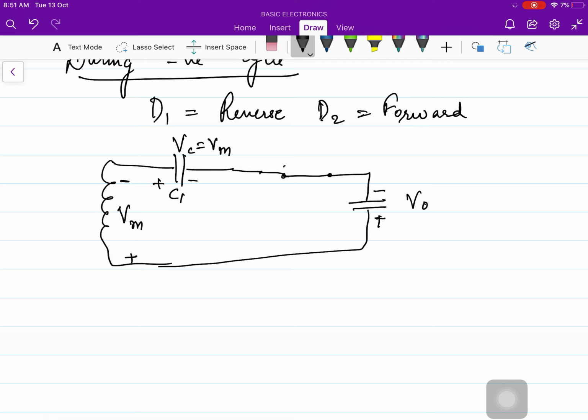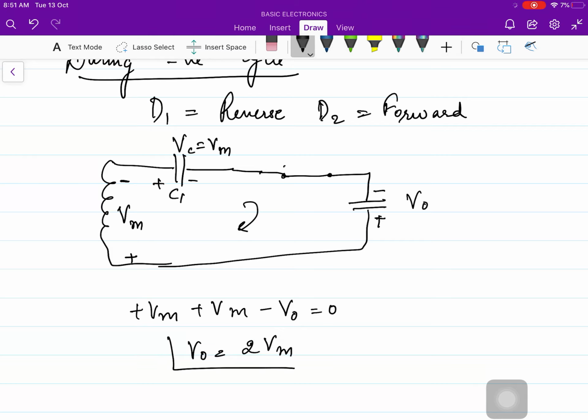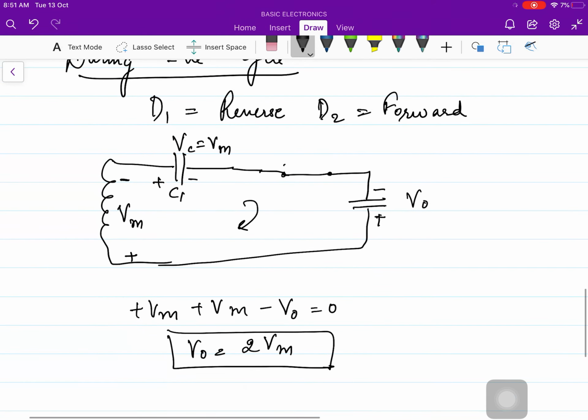We are moving in the negative cycle, so this is Vm, because I have taken the peak value of the input voltage as Vm. So let me calculate by applying KVL. Plus Vm minus V0 is equal to 0. So V0 is equal to 2 Vm, isn't it? So here we get V0 is equal to 2 Vm.